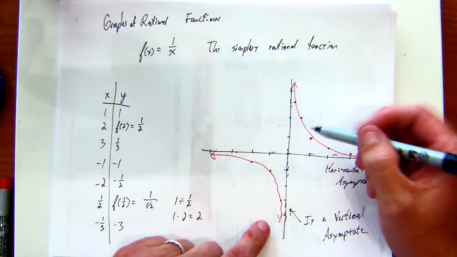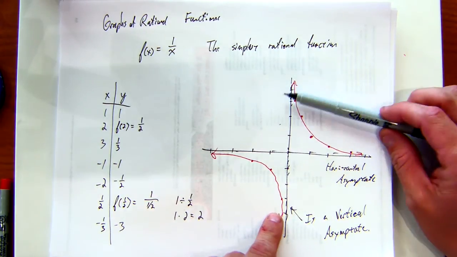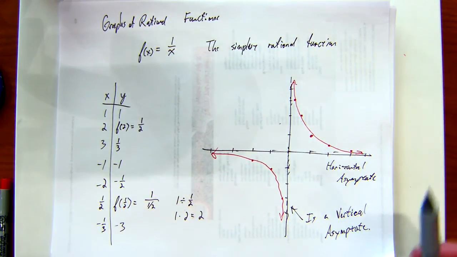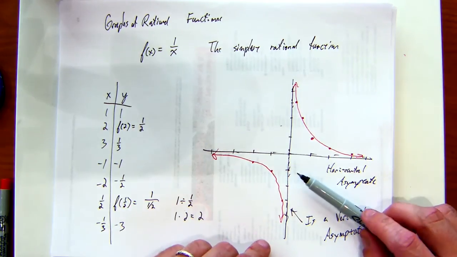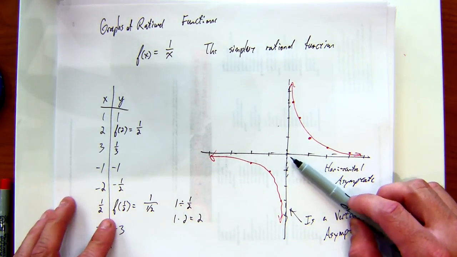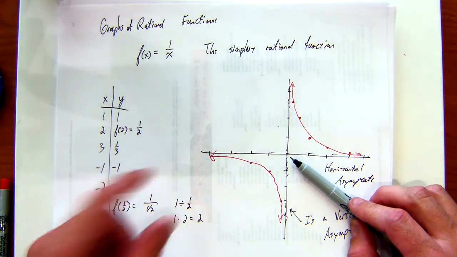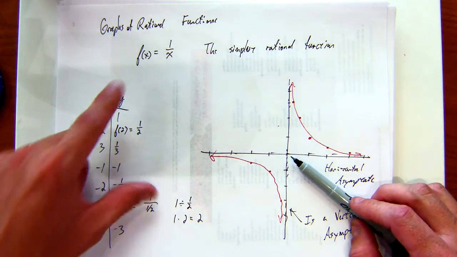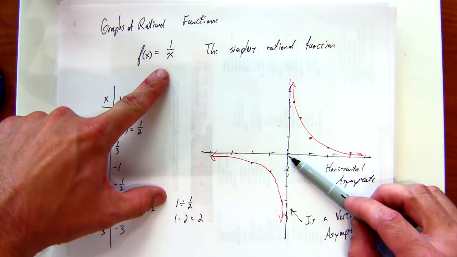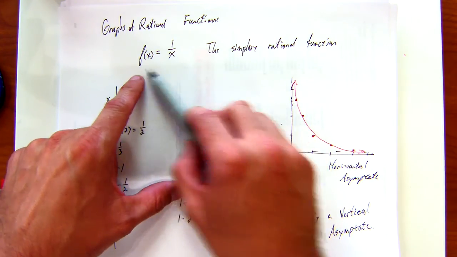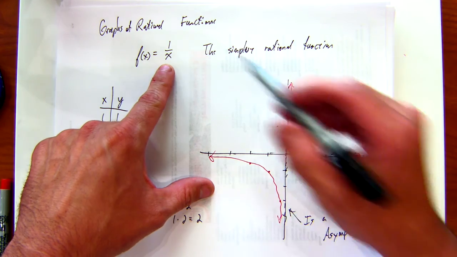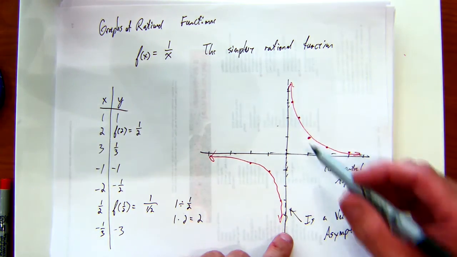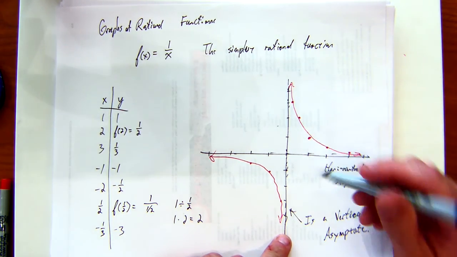With rational functions, you will always have a vertical asymptote. Where do you think you might have a vertical asymptote? Notice here I have a vertical asymptote at x is 0, right? What do we know about that x is 0? It's the origin, but what do we know for this function? Right, x is 0 is not in the domain, and that is precisely where we have a vertical asymptote.